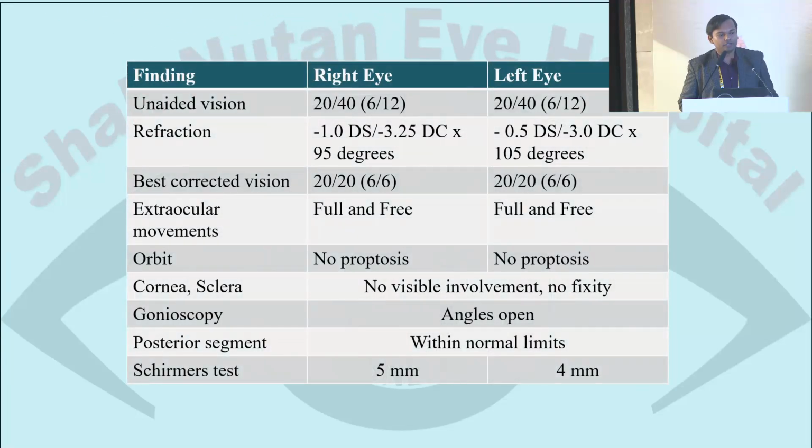Examination of the patient showed a good best corrected visual acuity of 6/6 with significant against-the-rule astigmatism. Movements were full and free. The patient had severe dry eye with 5 and 4 millimeters on Schirmer's test.